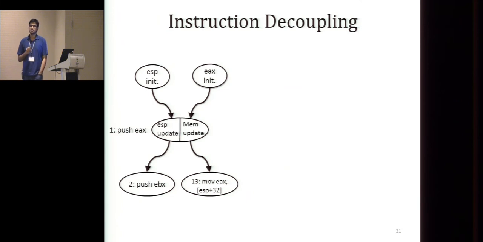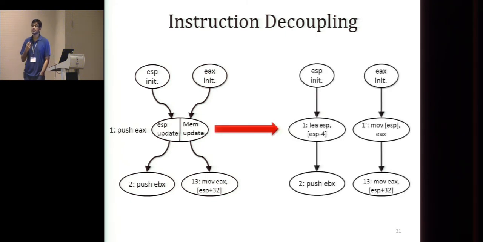Viper counters this issue by decoupling instructions that update ESP along with another location. So for example, Viper splits this push EAX instruction into an equivalent instruction sequence that updates ESP and the memory location in two different instructions. Now, if we compute the forward slice, we get the desired result.